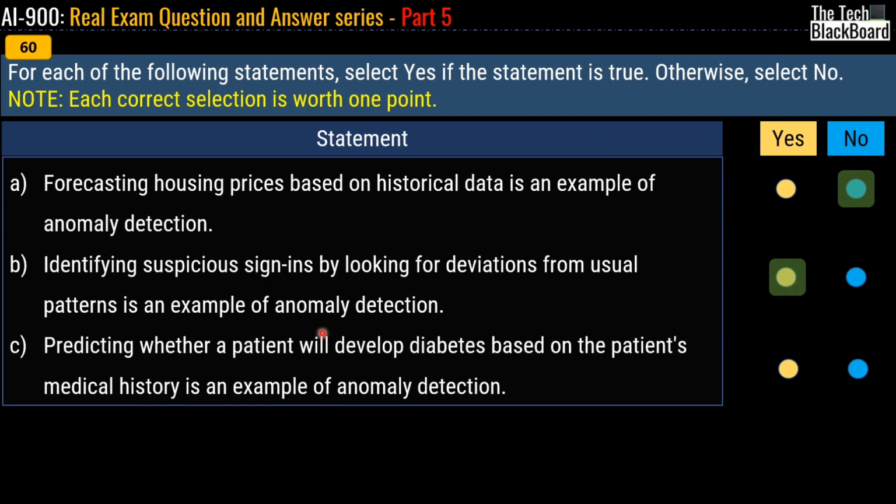Moving on with statement 3, it says that predicting whether a patient will develop diabetes based on the patient's medical history is an example of anomaly detection. This is a no, and the reason is that you are trying to predict whether a patient will develop diabetes based on their medical history. So primarily it's a prediction and not an anomaly detection. And these were our 15 questions in part 5 of the AI 900 exam series.